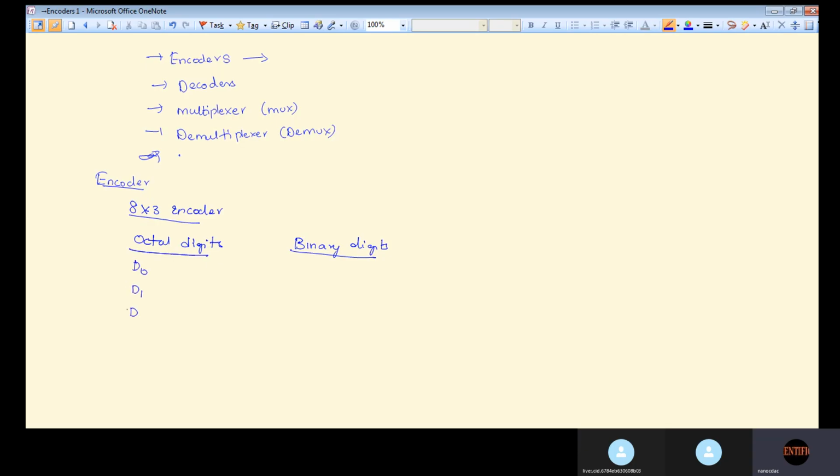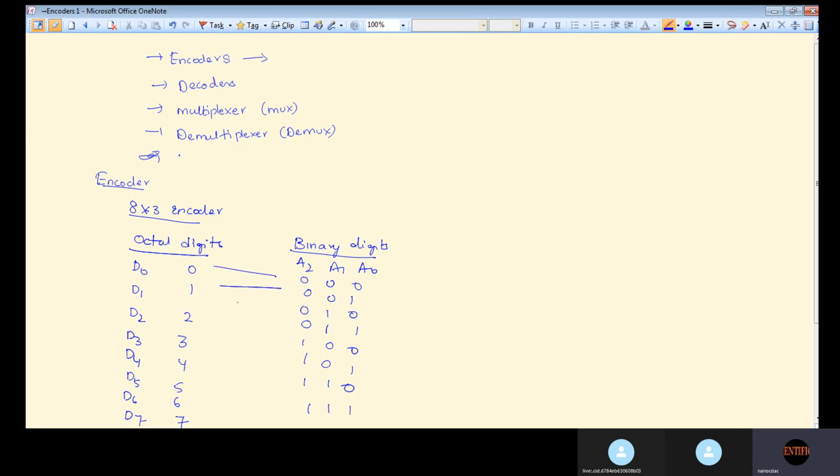D0, D1, D2, D3, D4, D5, D6, D7. So the octal digits are 0, 1, 2, 3, 4, 5, 6, 7, that is 8. The binary representation is A2, A1, A0. How do you represent in binary? 000, 001, 010, 011, 100, 101, 110, 111. These are the corresponding binary values.